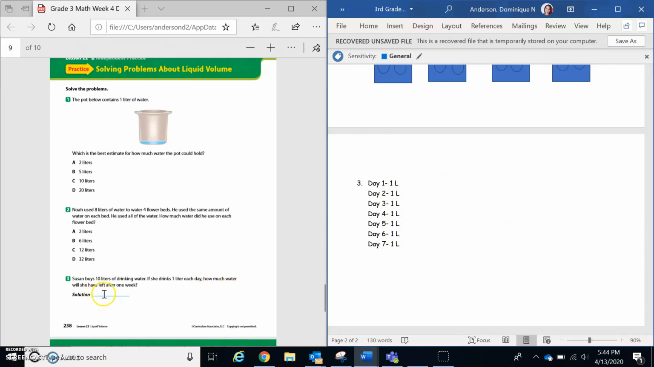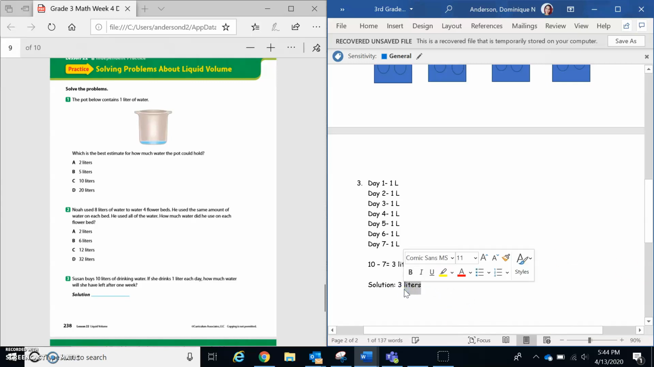So it says, how much water will she have left after that 1 week? So she started with 10 liters of water. And we're going to subtract because now she has gotten rid of some of that water because she drank some of it. And how much did she drink in that 1 week? 7 liters. So we're going to subtract 7. That gives us 3 liters left over. So on your solution, remember you'll write 3 liters. Again, make sure you have that label so we know what you're referring to.